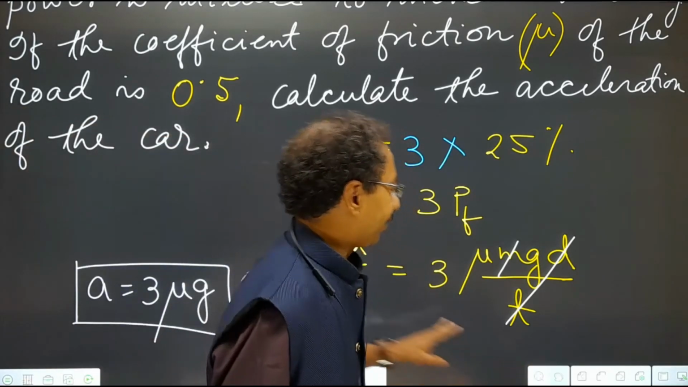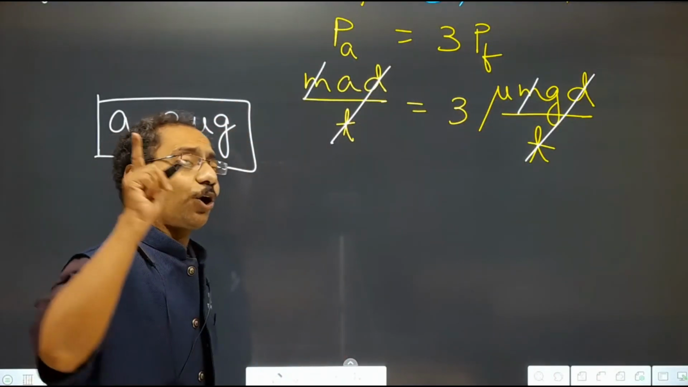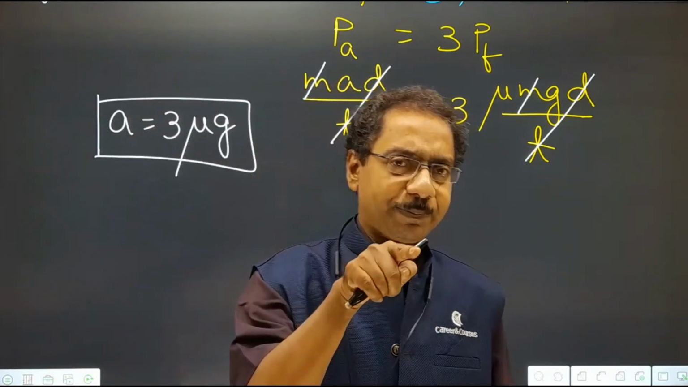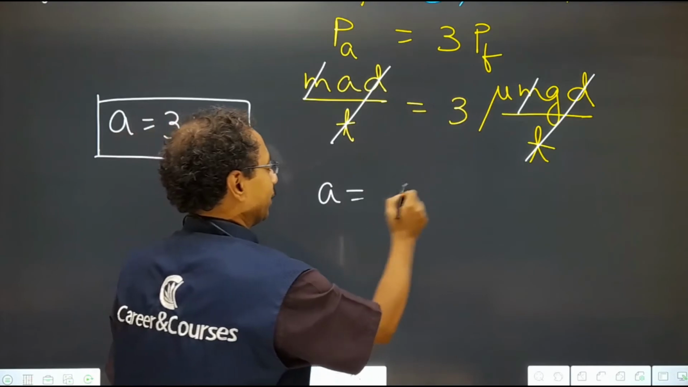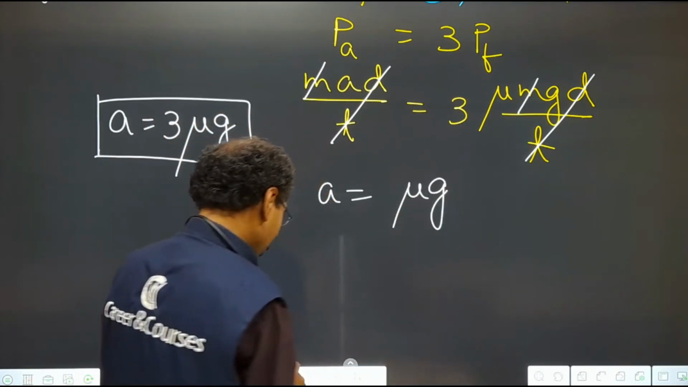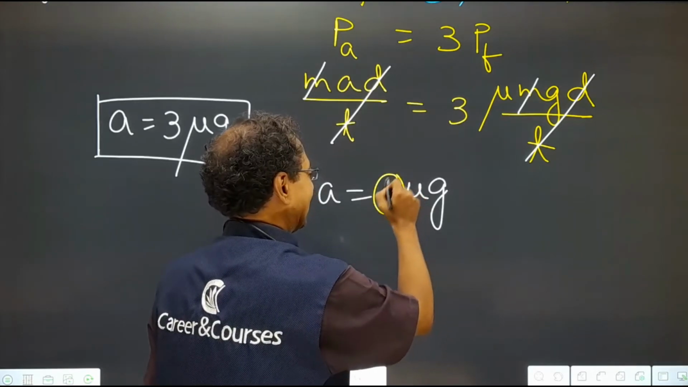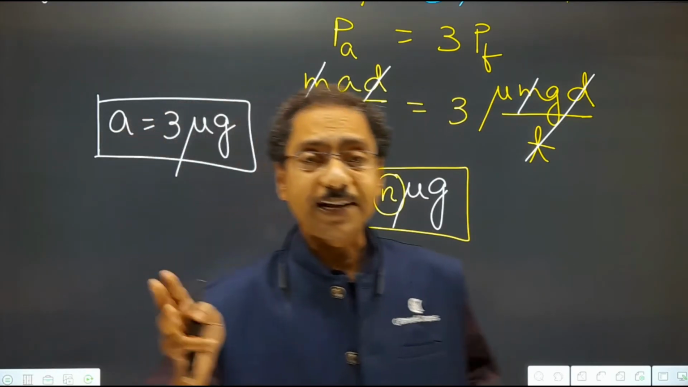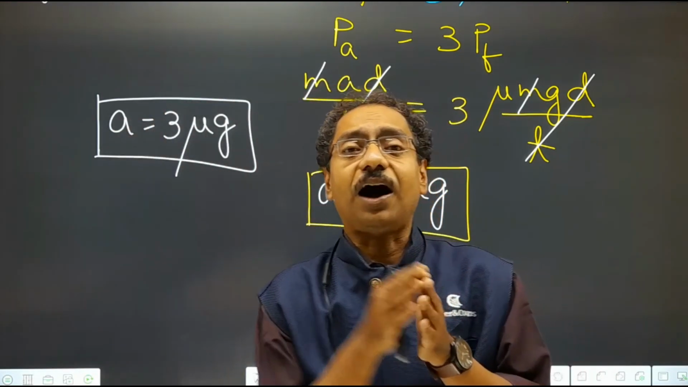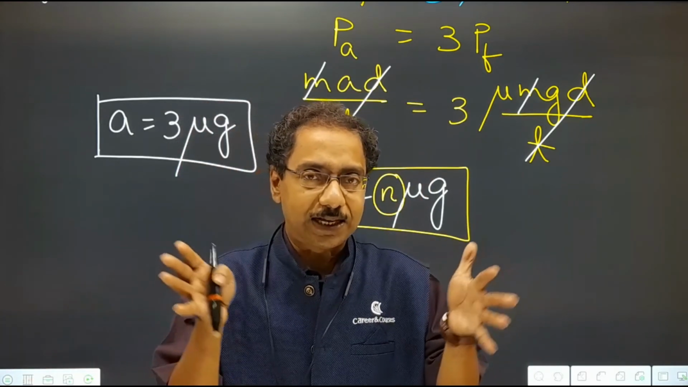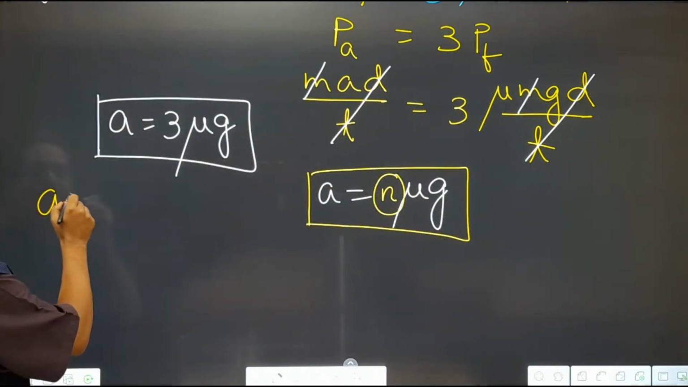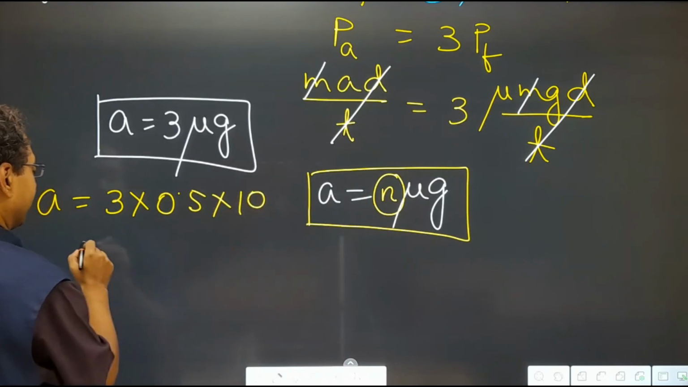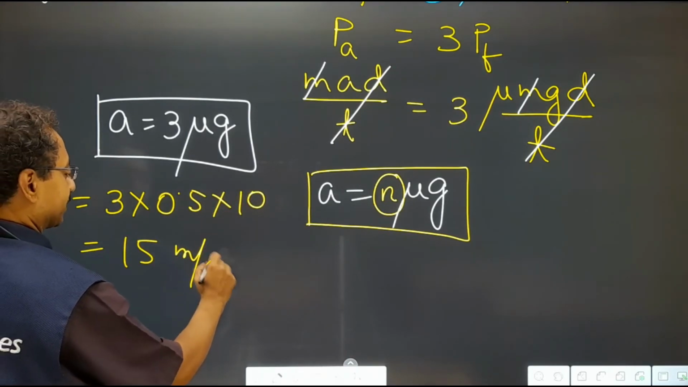So the basic shortcut remains the same. The basic shortcut is for all types of linear motion. Whenever the body is moving over a surface having friction, we get a equal to mu g. Yes, this one is the shortcut. Now, whether it will be multiplied by any number or not depends upon what percent of friction and what percent of other power are equating each other. So in this case, the answer will be a equal to 3 into mu, value was given 0.5, g is given 10. That means it's coming 15 meter per second square.